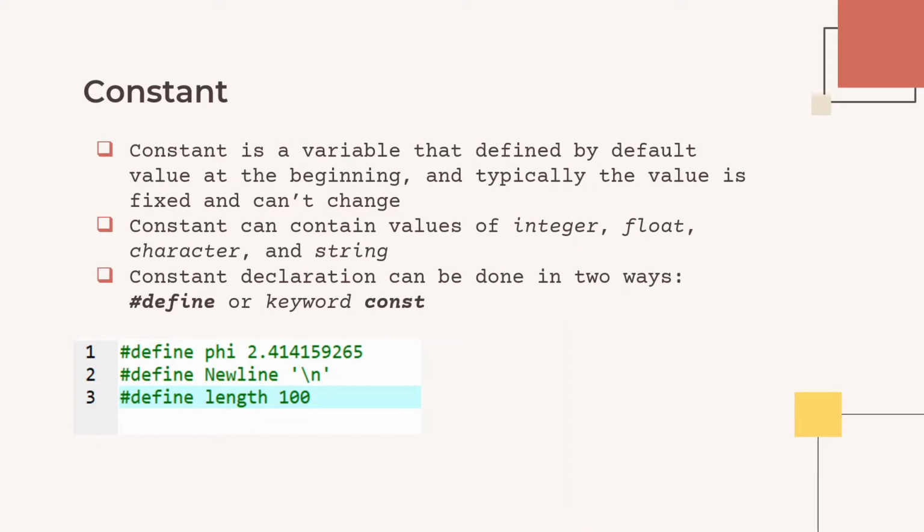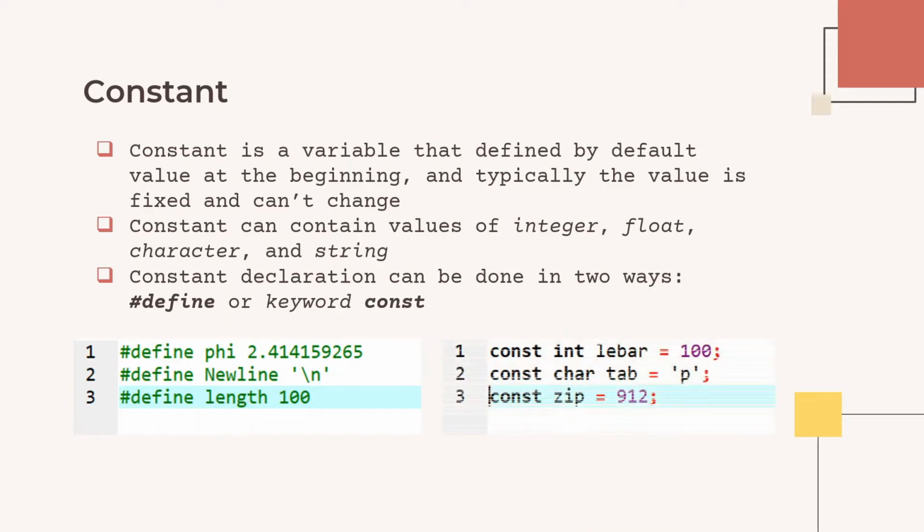While for the const keyword, the declaration is similar to a variable declaration, but we need to add the const word at the beginning and initialize immediately. This is the example of how we use the keyword const. You can see the syntax is const, then the data type, then the name of the variable, then equals sign, then the value, and then semicolon. For the last example, declare a zip variable without using a data type. If we don't use a data type, the compiler will automatically treat it as the integer type.